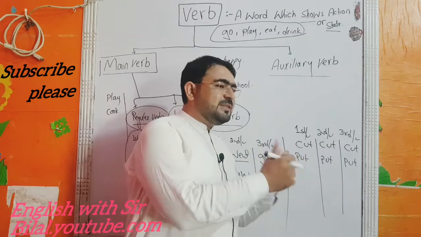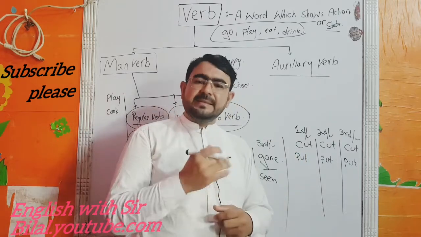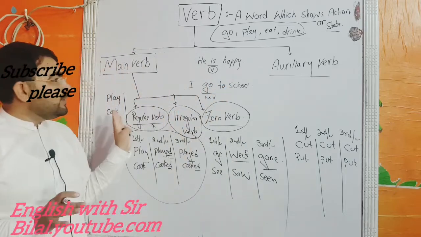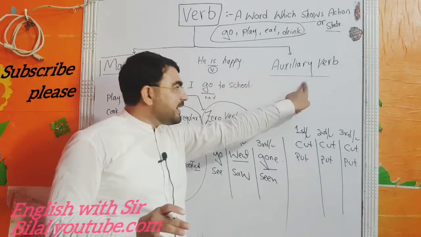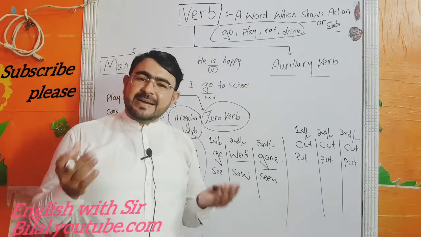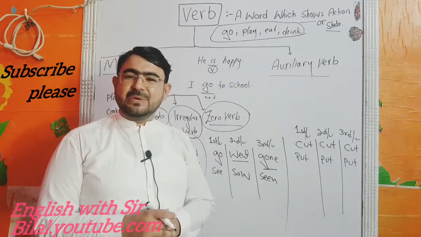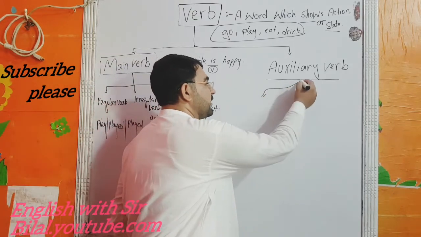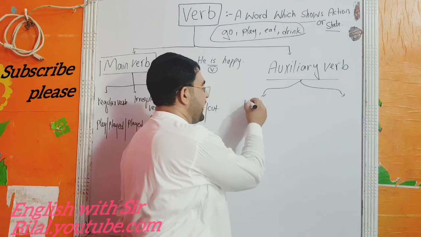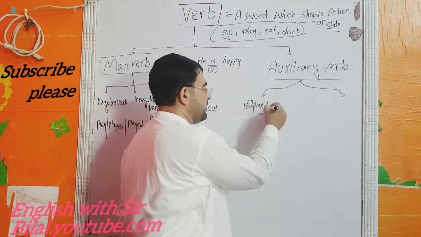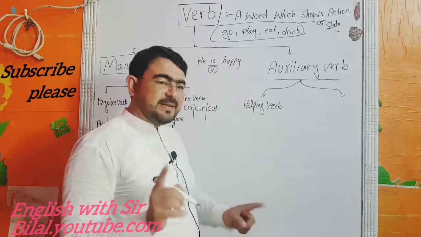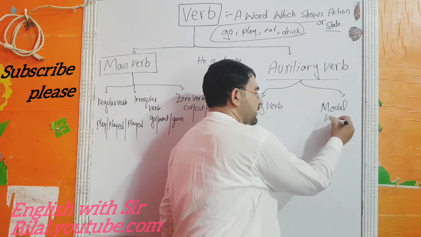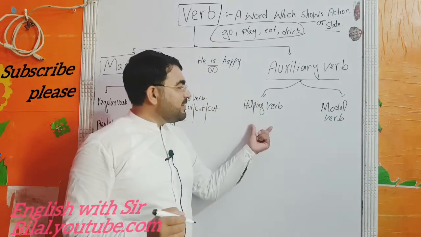Just the same second and third form we use for third form and the second form. So hope you got clear about main verb. Now let's move on and learn the auxiliary verb. What are the auxiliary verbs and where do we use them? Auxiliary verbs are mainly divided into two groups. The first one is called helping verb, and the second one is called modal verb.